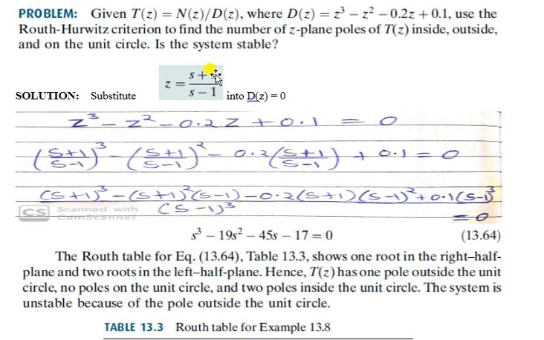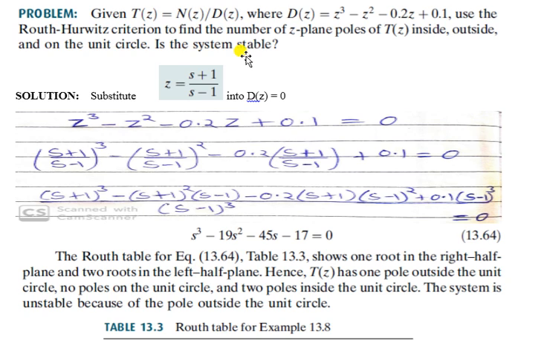Now we will see one problem: Tz equal to Nz divided by Dz. This is related to the numerator, this is related to the denominator. So the denominator part is given as z cube minus z square minus 0.2 z plus 0.1, and you need to use the Routh-Hurwitz criteria to find the number of z plane poles of Tz inside, outside, and on the unit circle. And you also need to tell whether the system is stable or not.